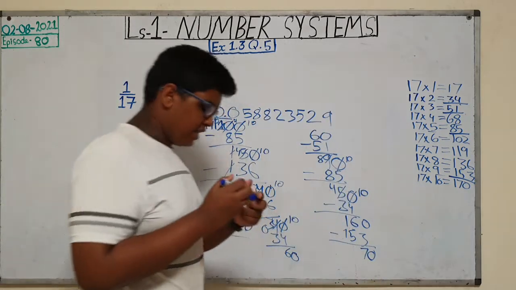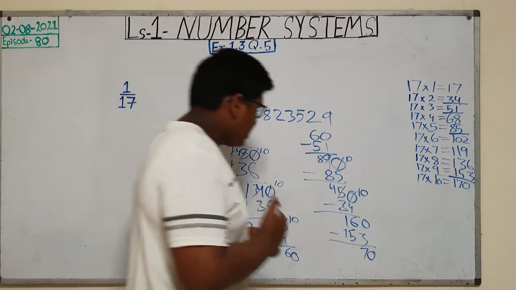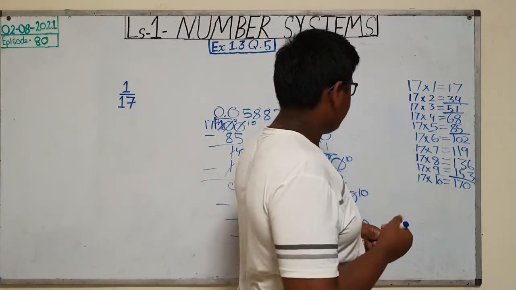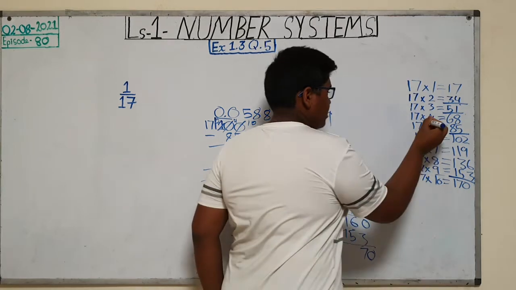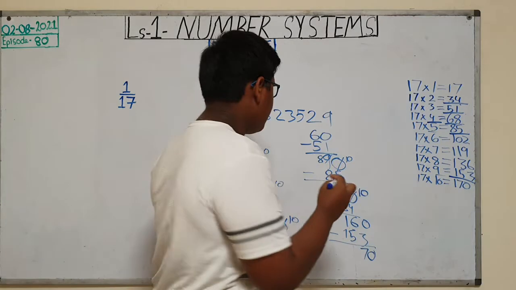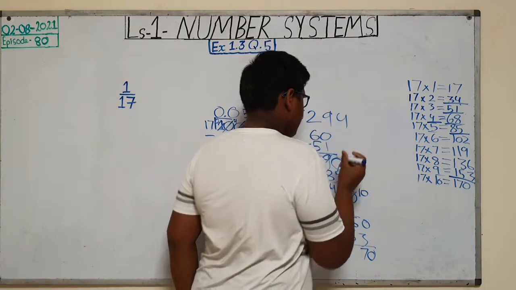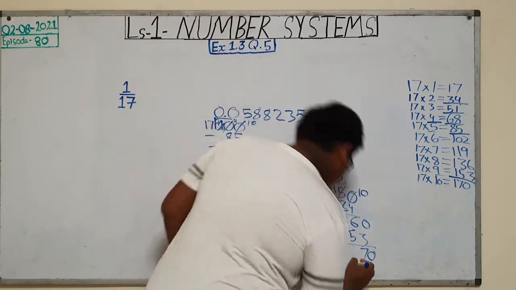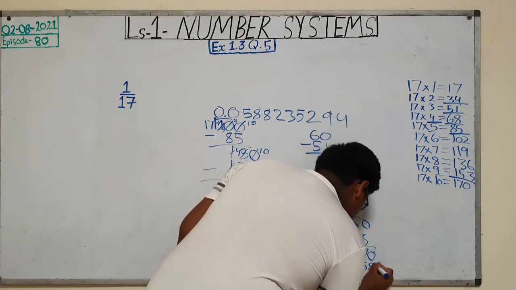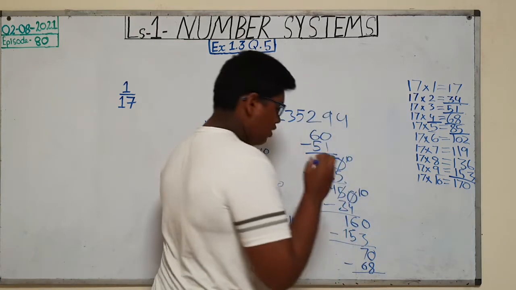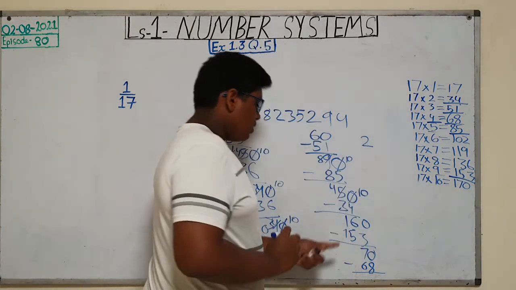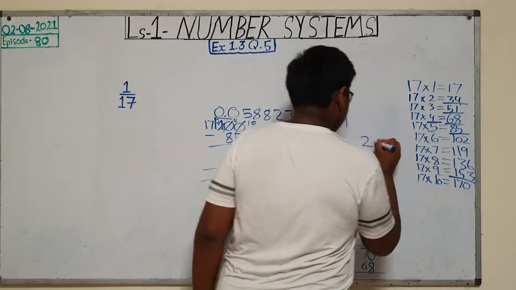Now we have 70. Okay, so when we have 70, let's check in which table can we get 70. Can we try it with 4? Because we are getting 68, right? So let's take 4 over here and subtract it with 68. Okay, now we are having the remainder as 2, right? So let's add one more 0.